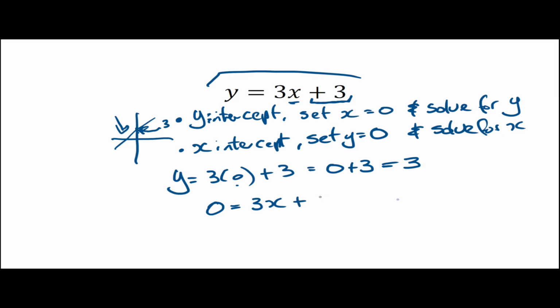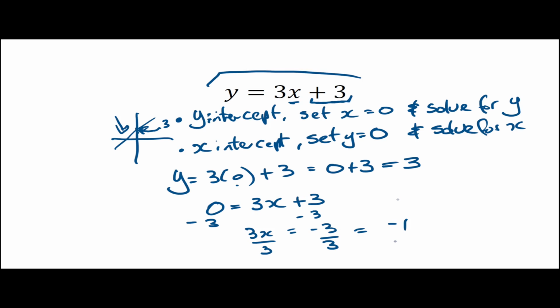0 equals 3x plus 3. And I want to solve for x, so I'm going to take 3 away from both sides. So 3x equals minus 3. I'm going to swap sides over. Divide both sides by 3. And negative 3 divided by positive 3 is negative 1.